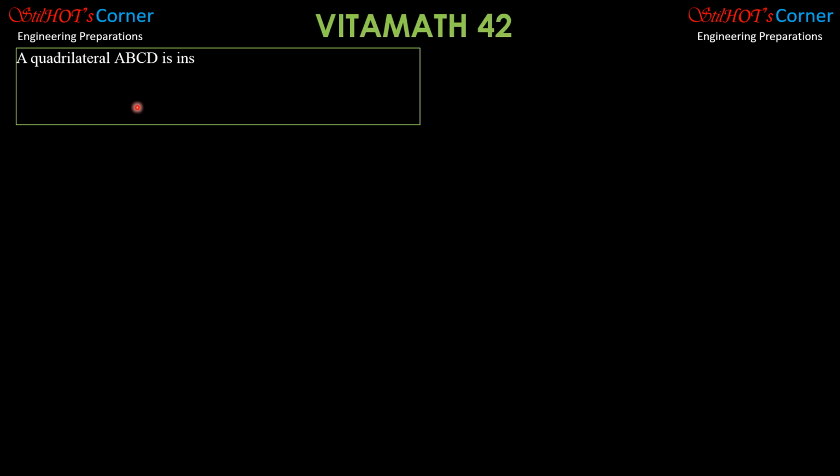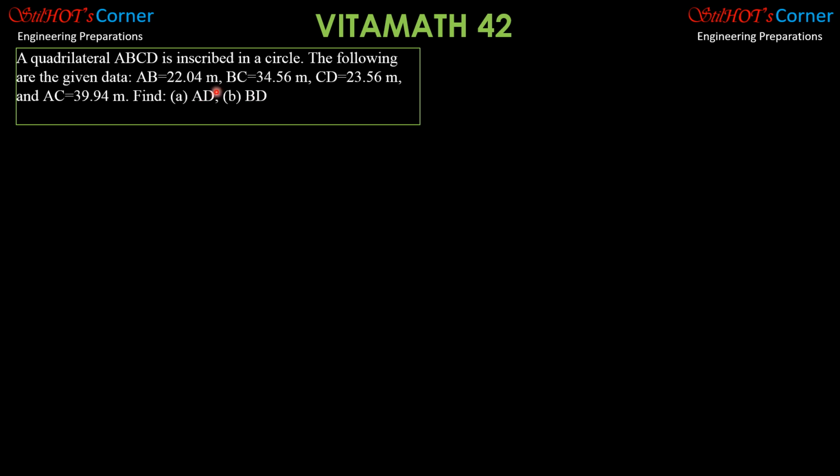A quadrilateral ABCD is inscribed in a circle. The following are the given data. AB is 22.04 meters, BC 34.56 meters, CD 23.56 meters, and AC 39.94 meters. Find the length of AD, which is side D, then BD, the other diagonal D sub 2, and the area of the quadrilateral.